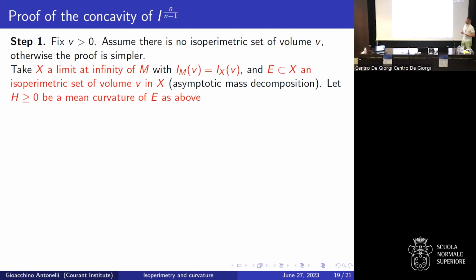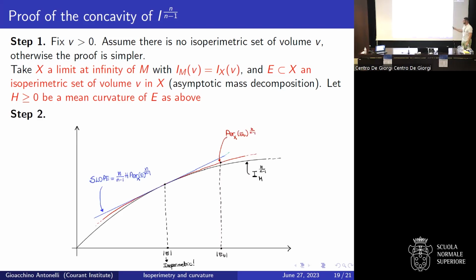Now you take H to be a mean curvature, as we defined by using the Laplacian of the distance function, and you have this picture. You have the isoperimetric profile raised to the power n divided by n minus 1 in M. So this isoperimetric profile is always bounded above by the one of X by simple approximation. So it's always bounded above by the perimeter of these enlargements. So you have this red function that is above this black function, okay?